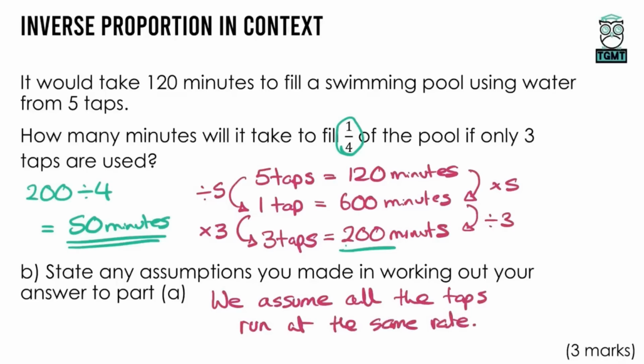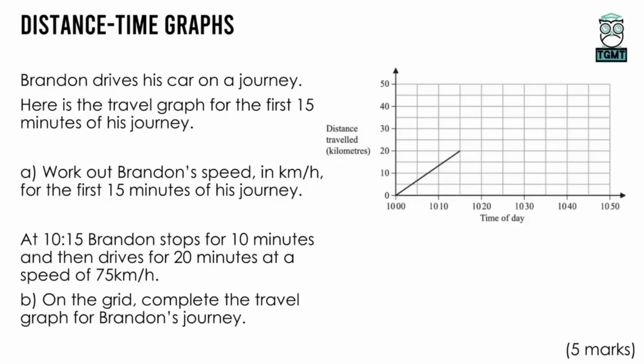There we go. And if we were asked about, well, what if our assumption was wrong? Well, actually our time could be higher or lower. So looking at a distance time graph. It says here Brandon drives his car on a journey. Here is the travel graph for the first 15 minutes. Work out Brandon's speed in kilometres per hour for the first 15 minutes.